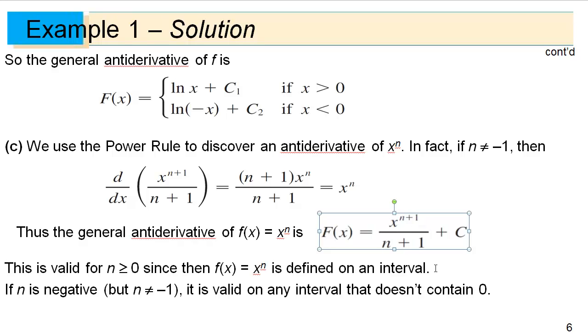So this ends up being our generic antiderivative of x to the n, which is kind of nice because now we can find the antiderivative of any polynomial, because each term is just a power of x. Now this is only valid when our n, our power, is greater than 0, because then x to the n is defined on that interval. And if n is negative, not equal to minus 1, it's valid on any interval that doesn't contain 0.